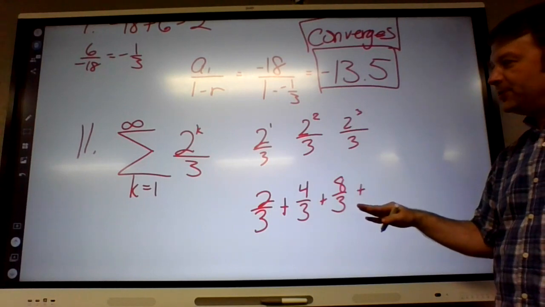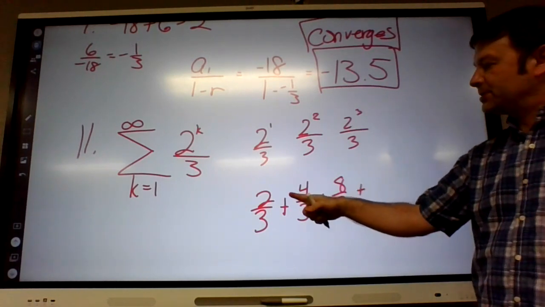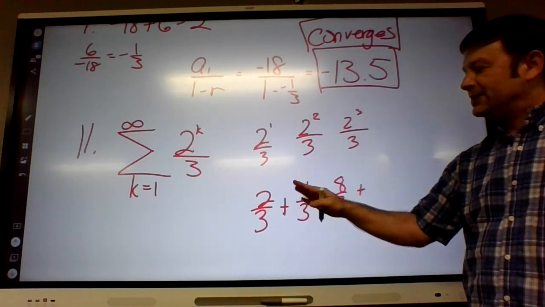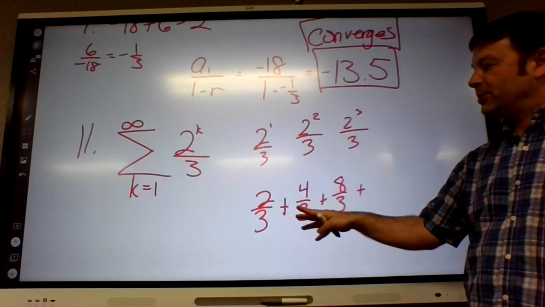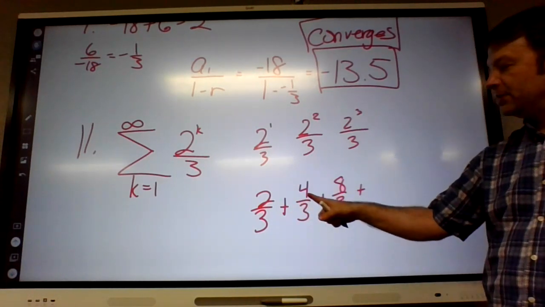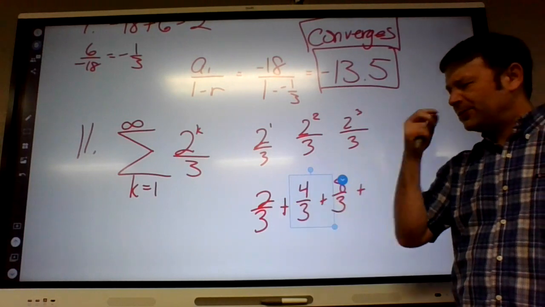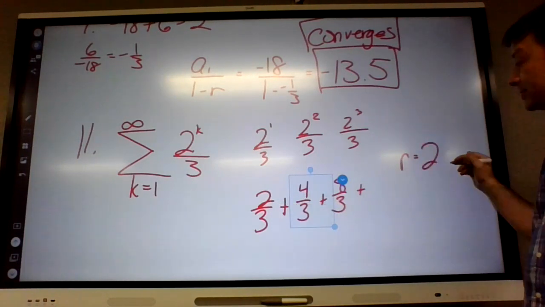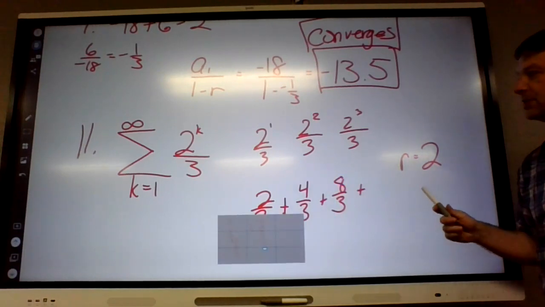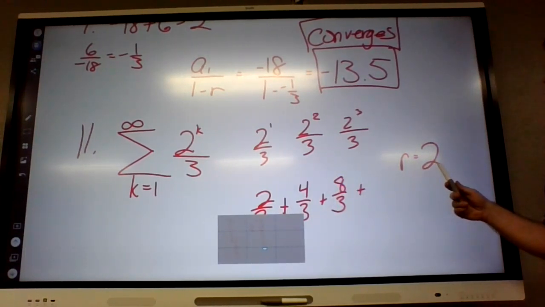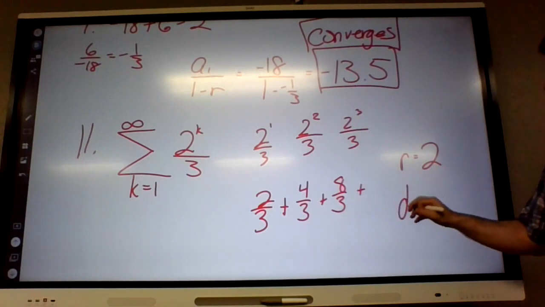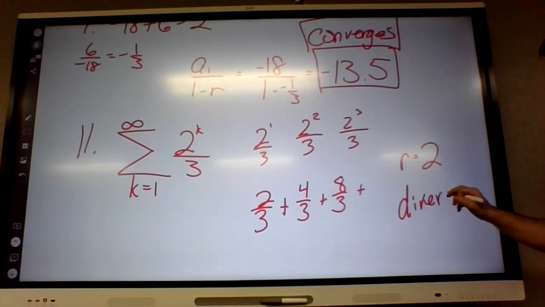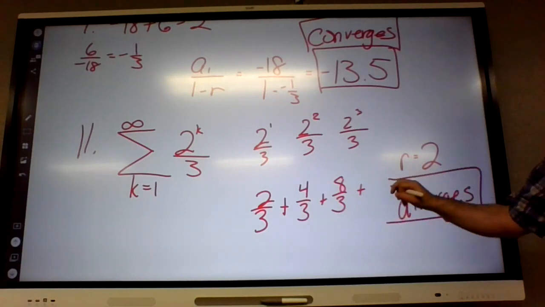Now, can we actually go to infinity? No, but is this going to converge or not? What is the common ratio? What's 4/3 divided by 2/3? The answer is 2. So is this going to converge? No. So we're just supposed to write diverges. Basically, we're just multiplying by another 2 every time, so it's just going to get bigger and bigger and bigger.